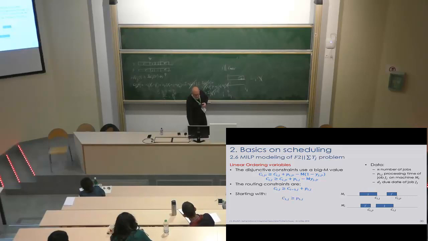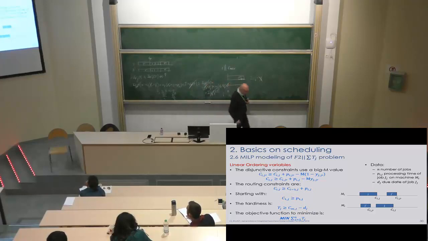The routing constraints, starting with this, and the tardiness is this expression, and the objective function is this expression. I think that this is the model that I sent you, and that you can test with GLPK.